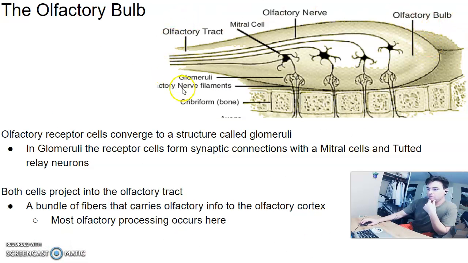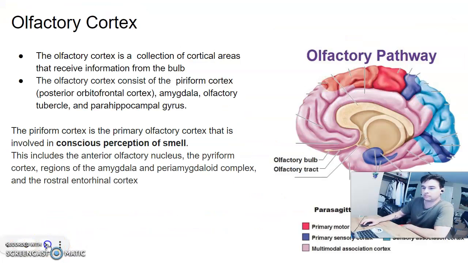So now we have the olfactory bulb. Like I said, you have the receptor cells that penetrate through the cribriform plate and the ethmoid bone, and then olfactory cells converge on structures called glomeruli, which are these things right here. In glomeruli, the receptor cells synapse with mitral cells and tufted relay neurons. Both cells project into the olfactory tract, which is right here, which is basically just a bundle of fibers that carries olfactory information to the olfactory cortex down this way, and most olfactory processing will occur in the olfactory cortex.